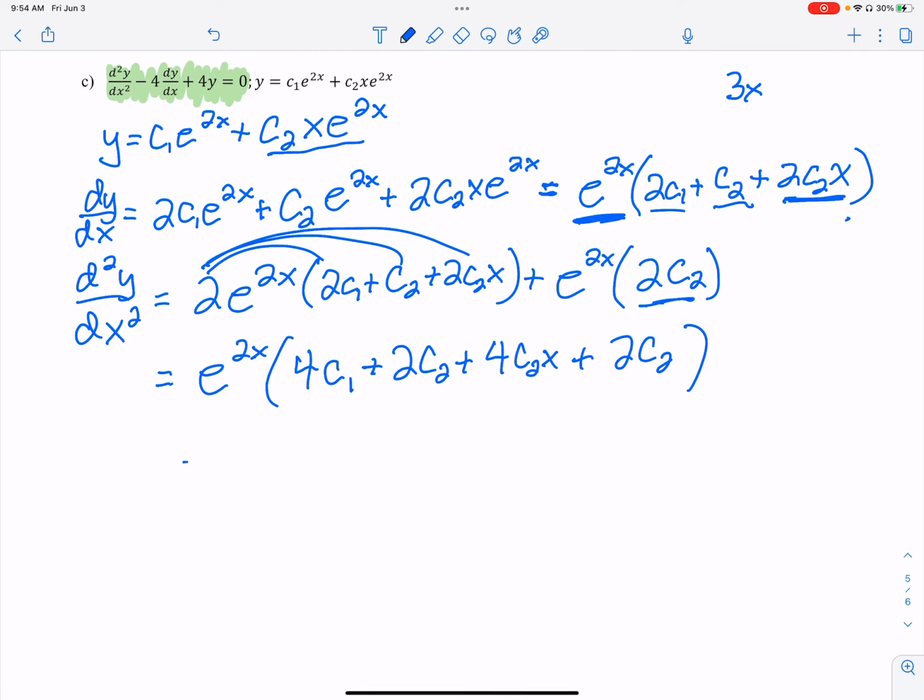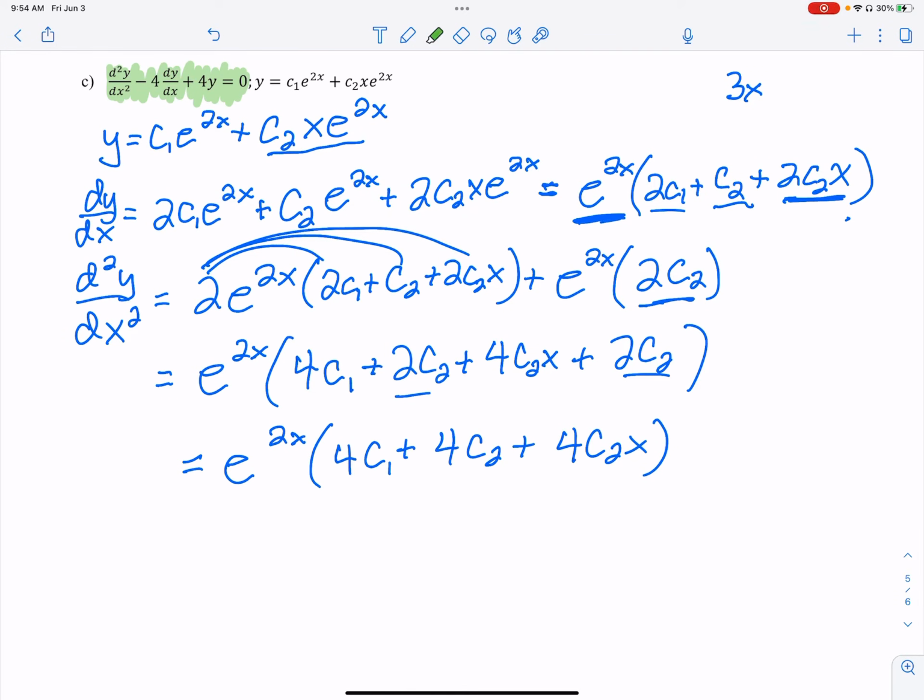I think there is something we actually can add there. The 2 here and here, I can add those together. So I got 4c1 plus 4c2 plus 4c2x. Okay, that was just the derivatives.